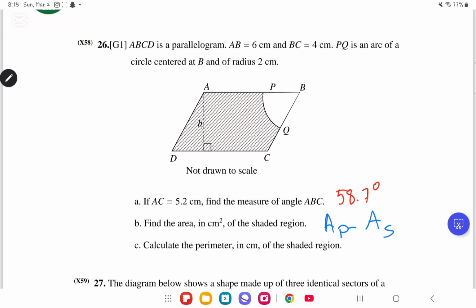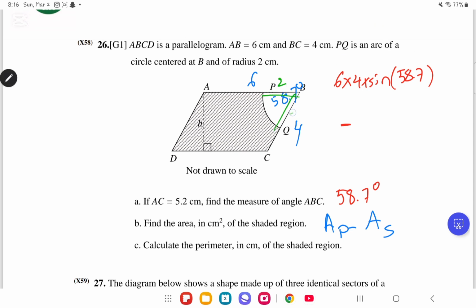So very simply, we know this is 6, this is 4, and the angle is 58.7 degrees. So to find the area in centimeters squared of the parallelogram, it is 6 times 4 times sine the angle in between them, which is 58.7 degrees. Now, we are going to subtract this from the area of the sector.